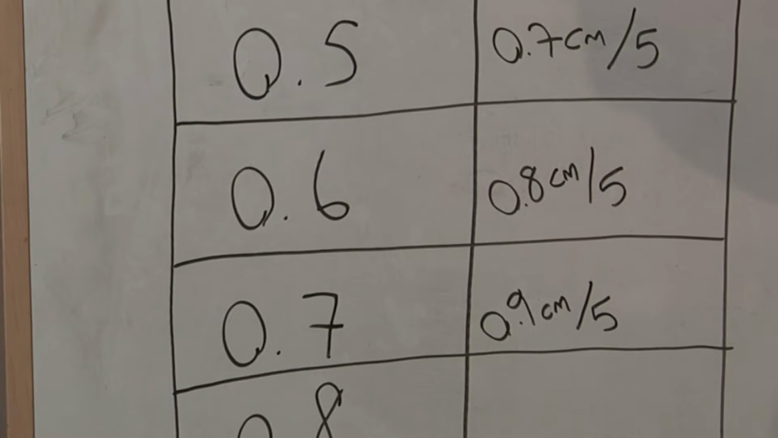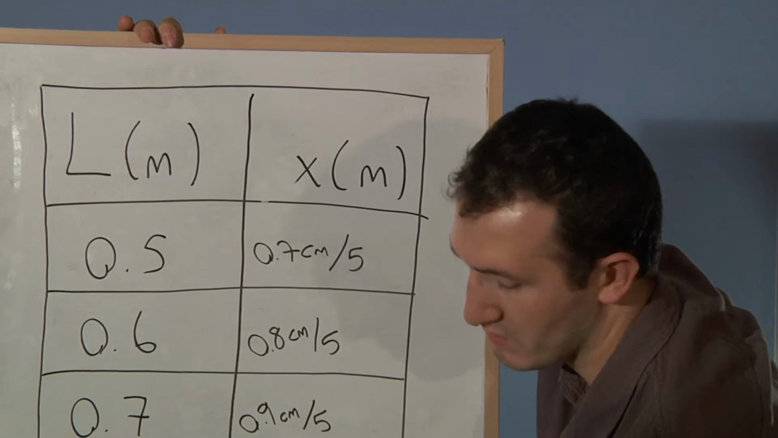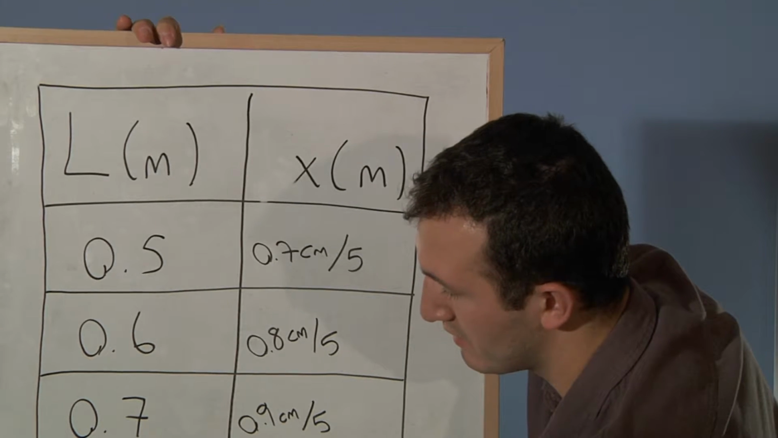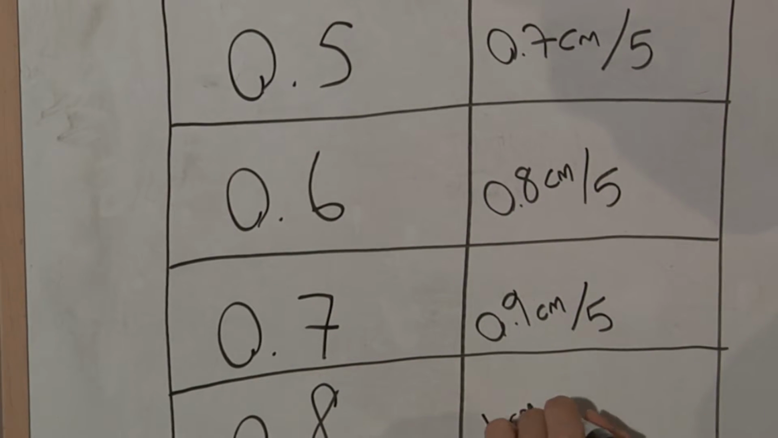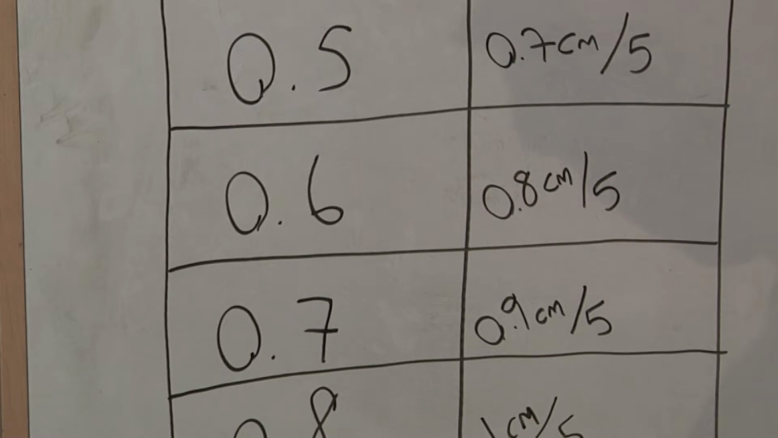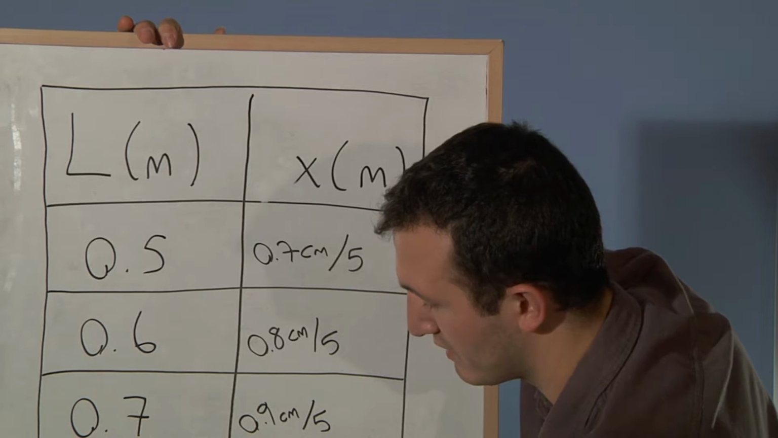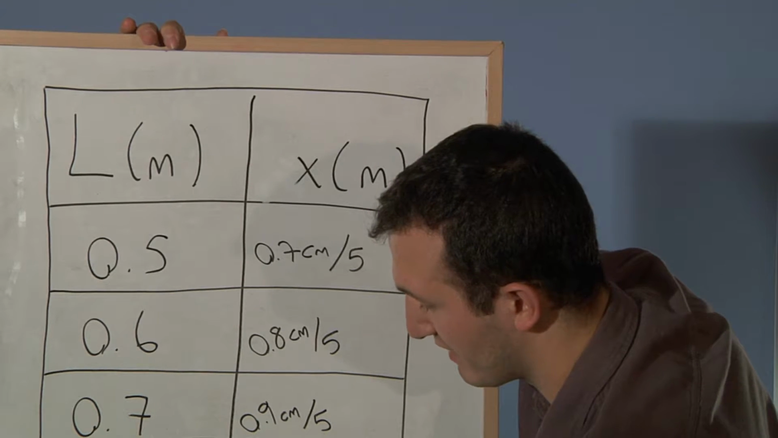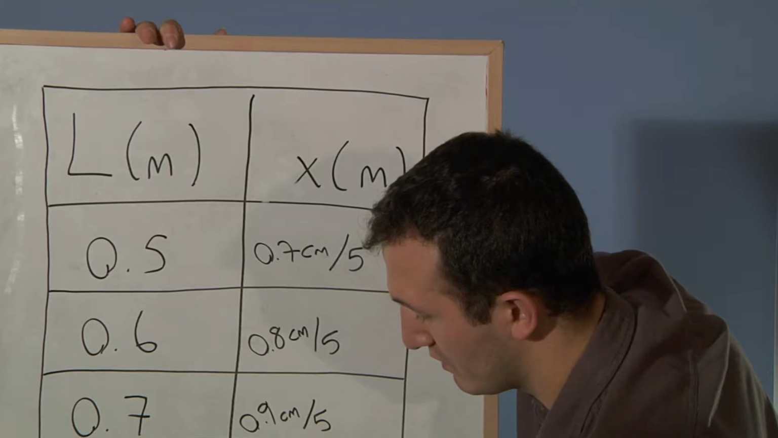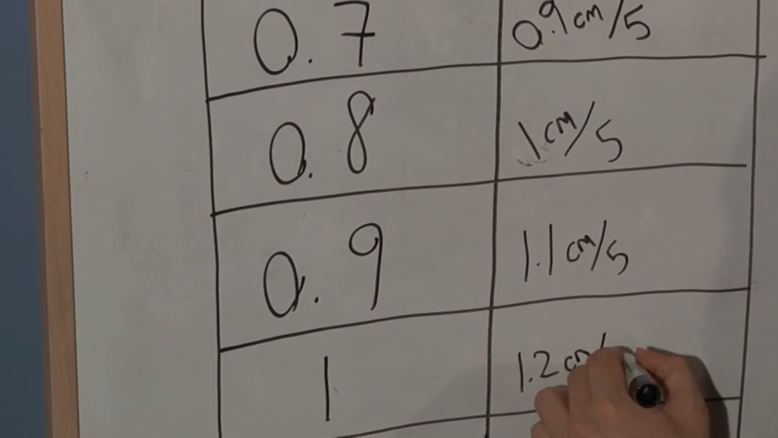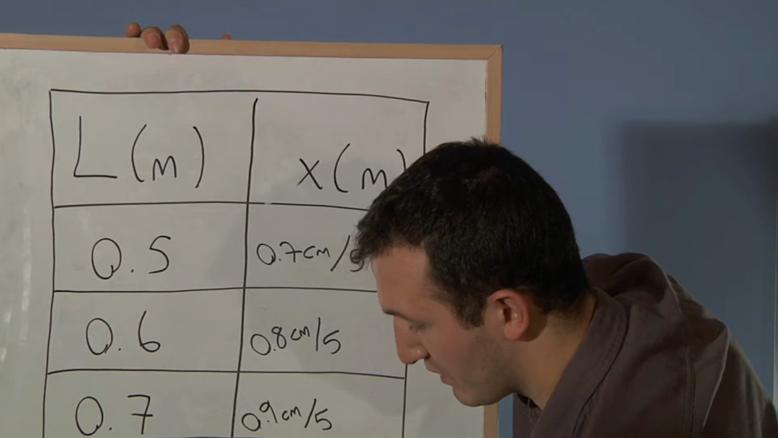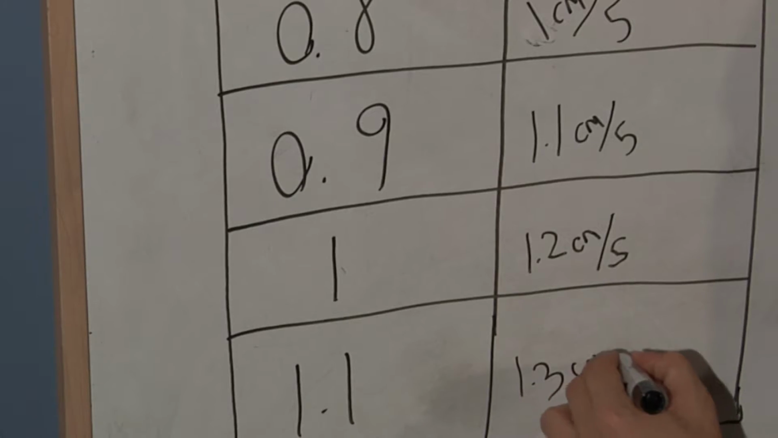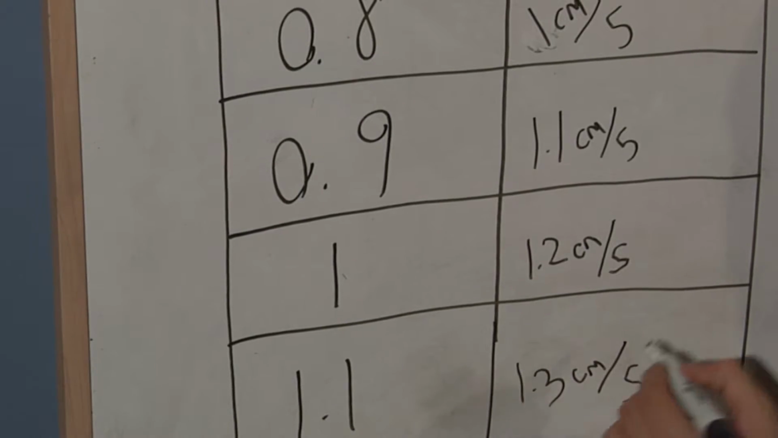And that's going to increase by 0.1 for each. My data was pretty accurate. And that is 1 centimeter divided by 5. 1.1 centimeters divided by 5. And that's 1.2 centimeters divided by 5. And that is 1.3 centimeters divided by 5.